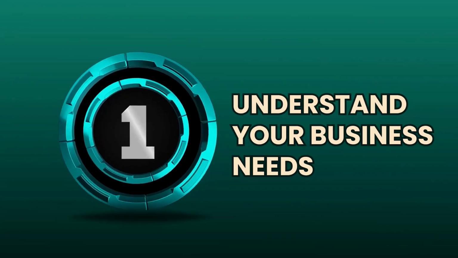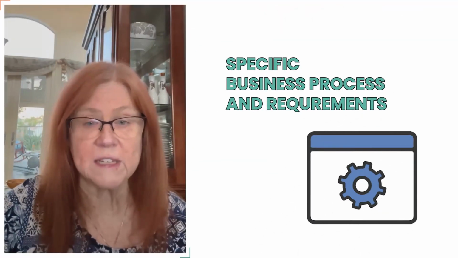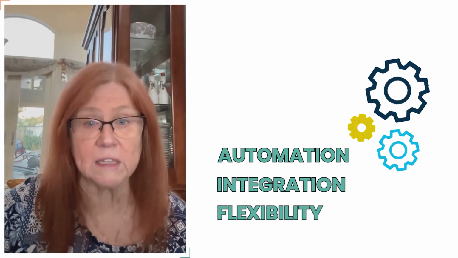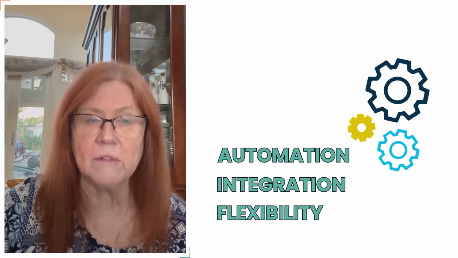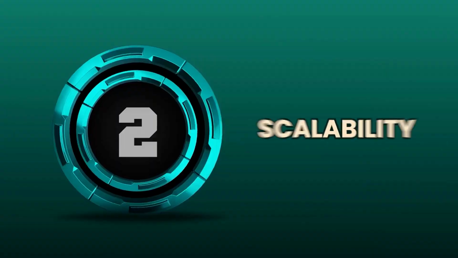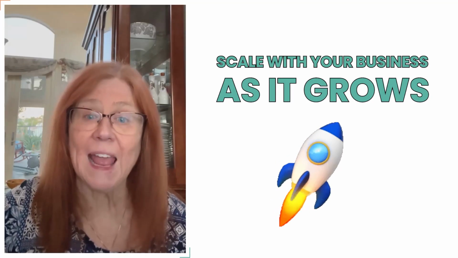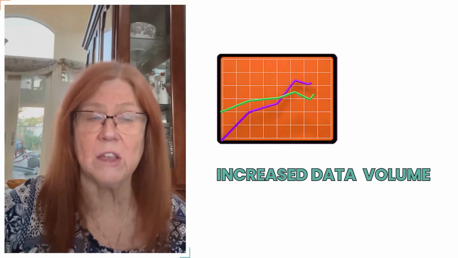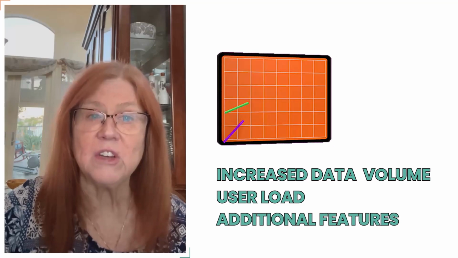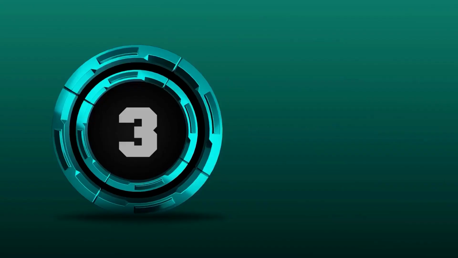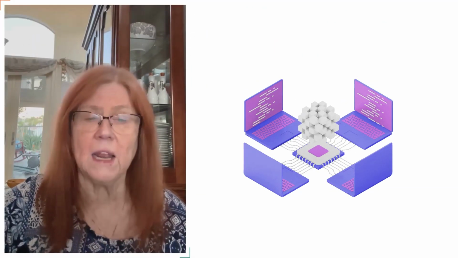Understand your business needs. So you identify your specific business processes and requirements. Consider the areas where automation, integration, and flexibility are most critical for improving efficiency and effectiveness. Scalability. Choose software that can scale with your business as it grows. Ensure the software can handle increased data volume, user load, and additional features without significant performance issues, otherwise known as bandwidth.